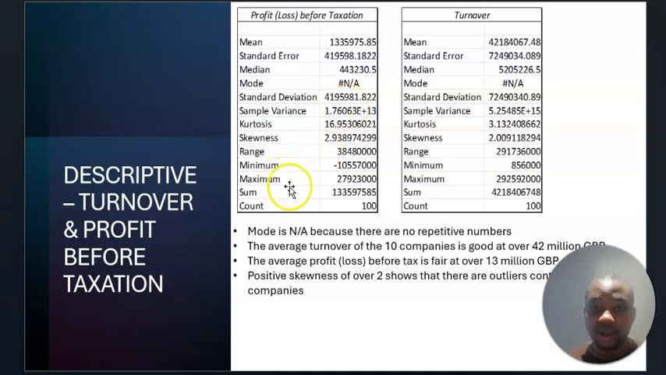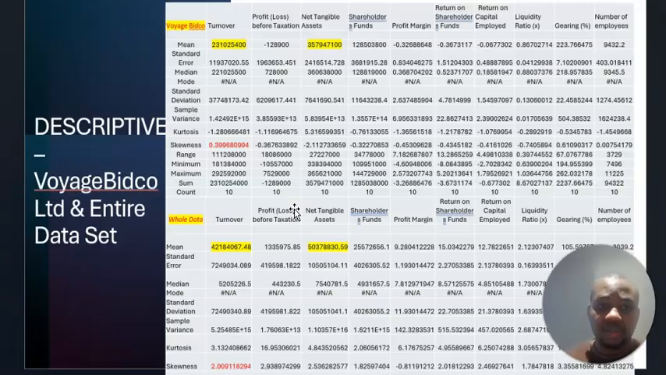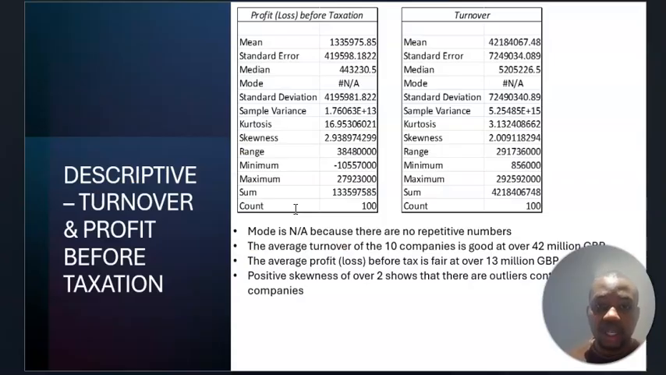We could see the average turnover is good. Now, let's compare Voyage Bitco as one of the outliers with the general data set of the industry. But before that, there is a positive skewness here of 2. I need to mention that this is because of the outliers. It means that their figures are way above the average for the industry. Those are called the outliers, and they have a significant impact on the mean.